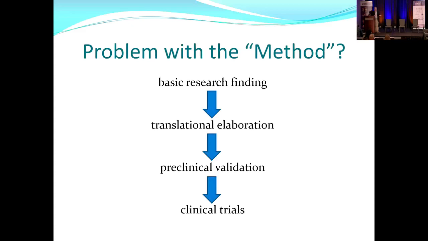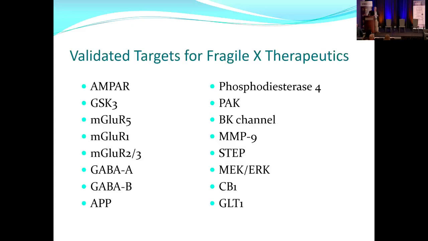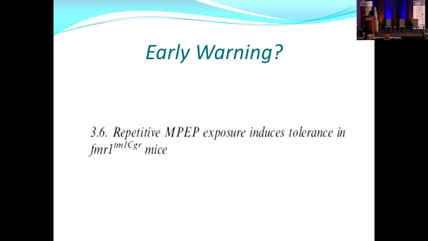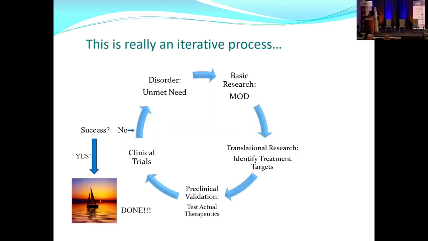So is this a problem with the method? I hope it's not, because we've validated a lot of other treatment targets for Fragile X using these same methods. Although I will say we've also gone to more chronic dosing because we knew that there was a potential issue with tolerance developing, but the pharma guys basically just dismissed that and said, nah, you don't get tolerance to an antagonist. It just doesn't happen. Well, that's exactly what we saw in the clinical trials.